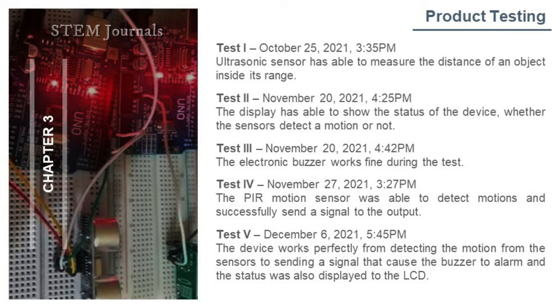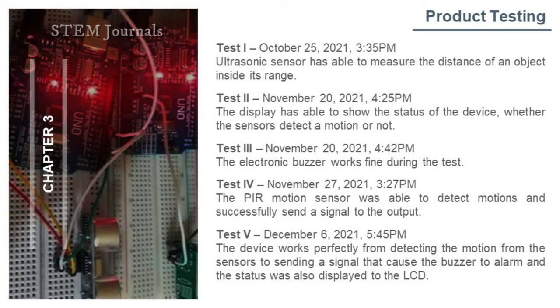Hello, thank you, James. So the product testing is the testing of the modules and the whole prototype. First, on our test 1 on October 25 around 3 p.m., we tested the ultrasonic sensor, which was able to measure the distance of an object inside its range. For test 2 on November 20 around 4 p.m., we also tested the ultrasonic sensor, but we tested if it displays on the serial monitor, and we also checked if it is aligned on the LCD display.